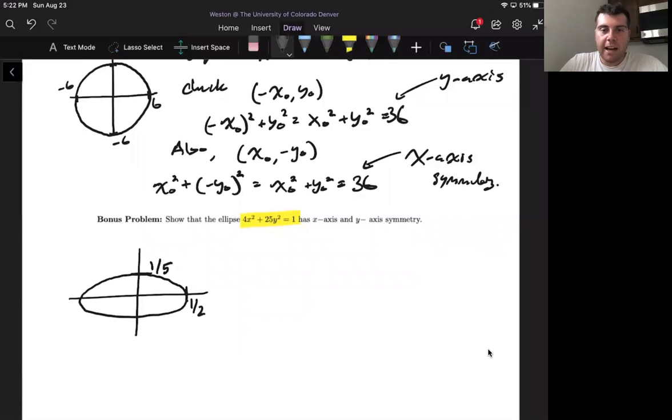All right, so that's it for now on symmetry across the x-axis and y-axis, but I will have one more video on symmetry about the origin.